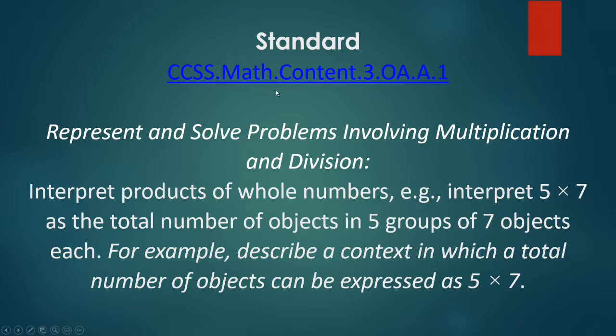So the standard I'm using is representing and solving problems involving multiplication and division. Interpret products of whole numbers, for example, 5 times 7 is the total number of objects in 5 groups of 7 objects. Now we'll get to this. This is actually a strategy that you can use.